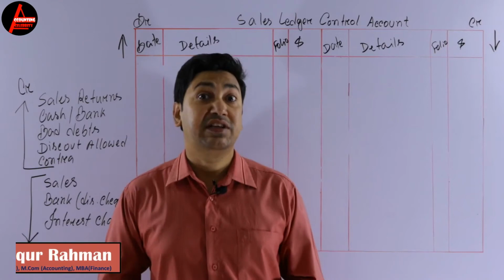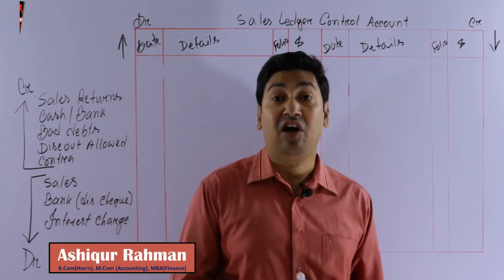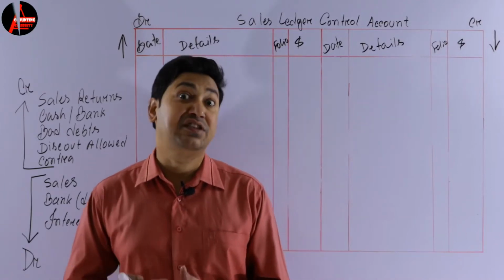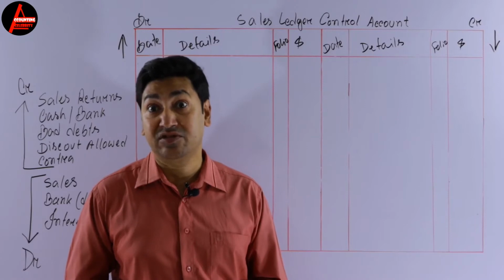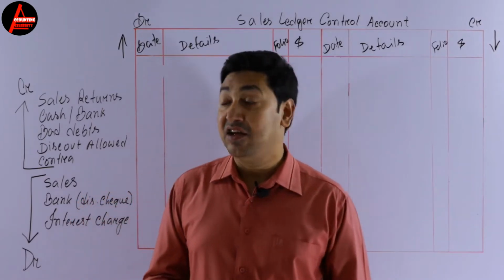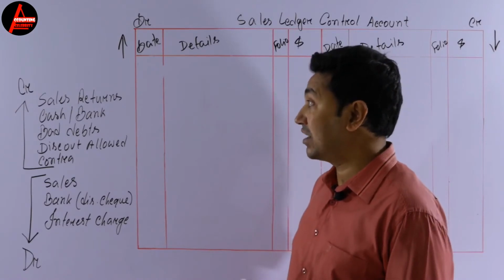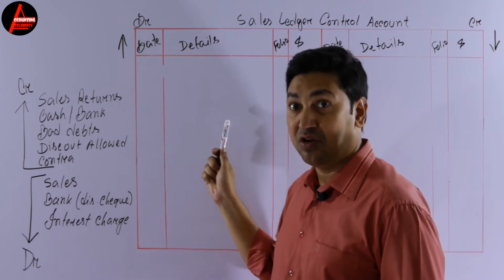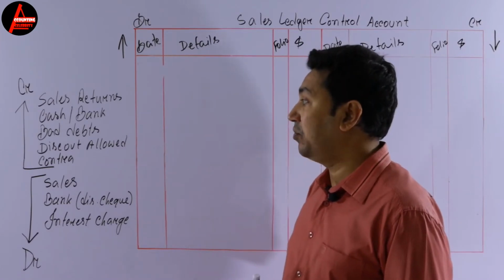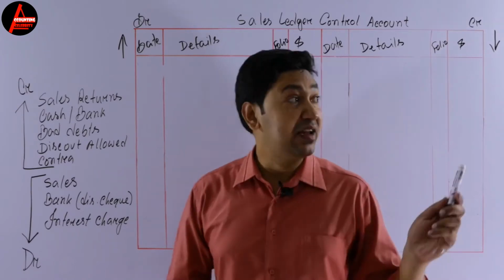Okay, so sales ledger control account is also called debtors ledger control account, or it is a total trade receivable account. So what is trade receivable? It is an asset for the business. Okay, debtor is an asset. So when your debtor will be increased, you have to record in the debit side. When your debtor will be decreased, record in the credit side.